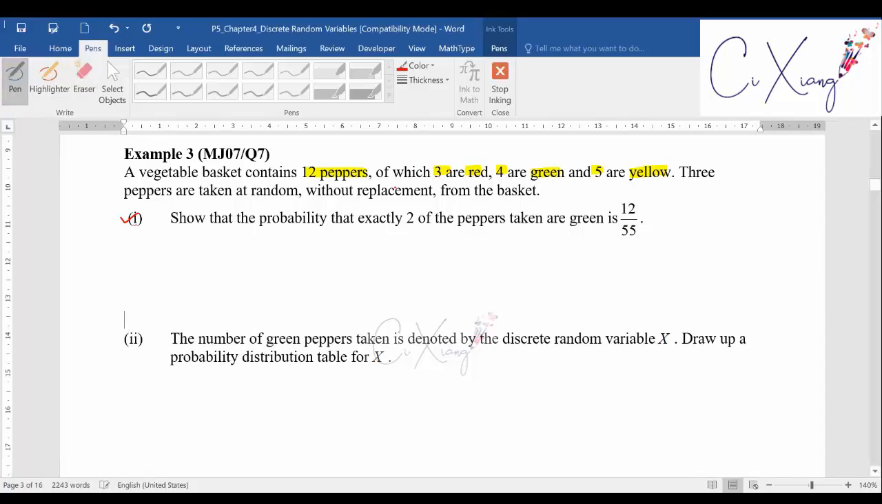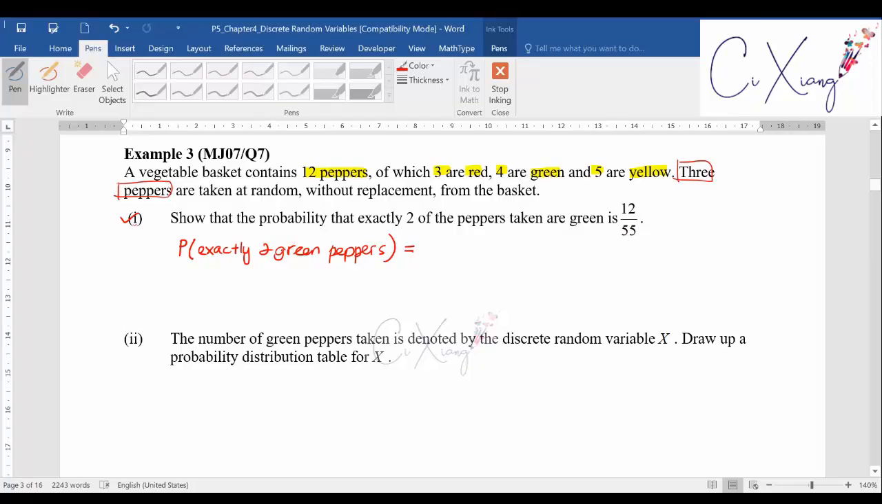Okay, so now you are going to take out 3 peppers at random, and they want you to find the probability that exactly 2 of them are green peppers. So how to find the probability? There are 2 ways for you to do it. The first one is, you look at the green pepper. We divide it into 2 groups: one group is green pepper, another group is not green pepper.